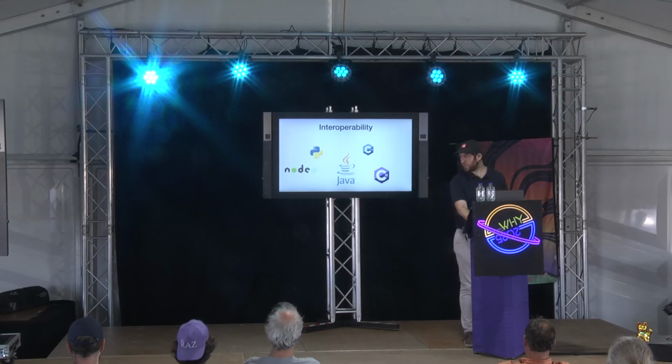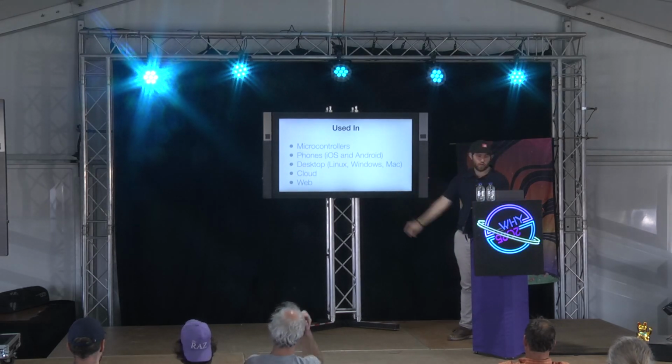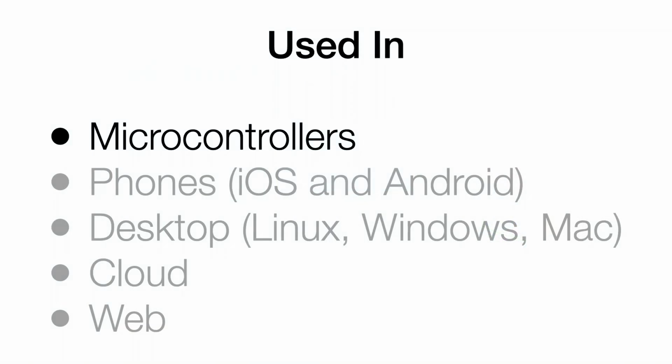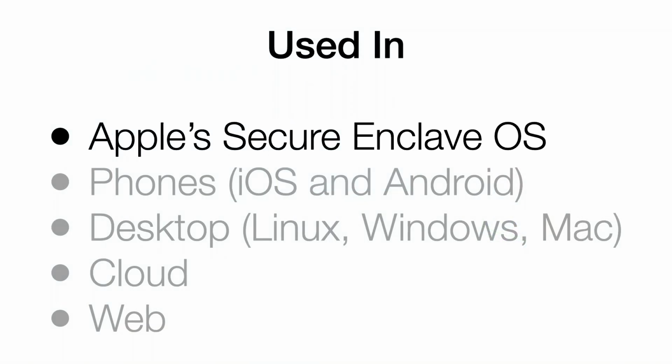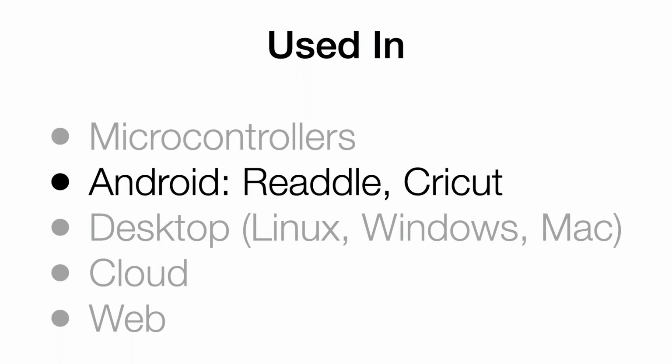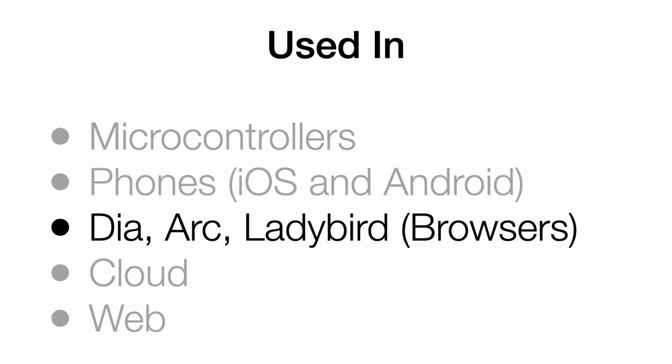So Swift is today used in a lot of ecosystems. We call them microcontrollers. For example, Apple Secure Enclave, which is the processor that keeps your private keys private. On Android, there are companies using Swift already, Readle and Cricket, which have Android apps written in Swift for both iOS and Android in the same code base. There are 3 desktop browsers, Dia, Arc, and Ladybird, that are integrating Swift in their code base. Dia and Arc are both by the browser company and are almost entirely written in Swift. Ladybird started their C++ migration to Swift for new components.